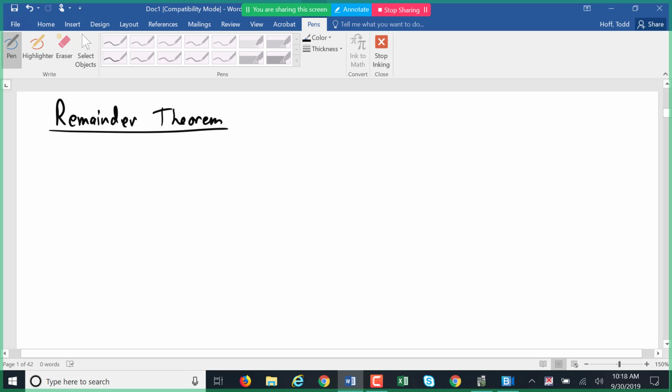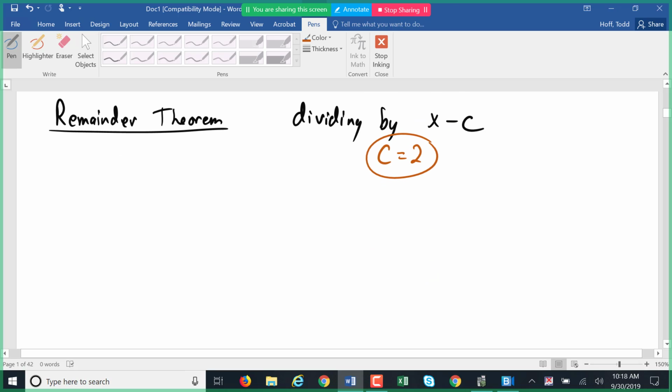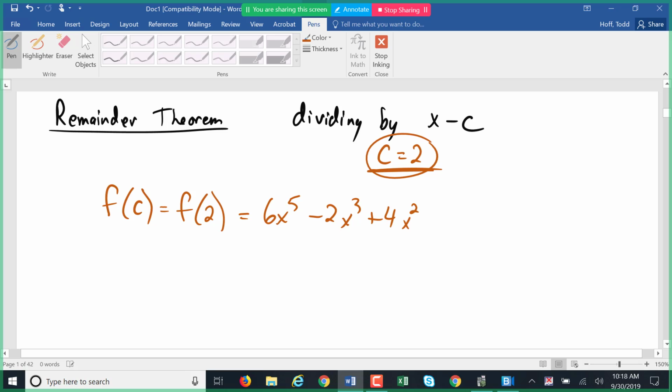What the remainder theorem tells us is, again, if we're using that synthetic division, if we're dividing by something of the form x minus c, so up above here, c was equal to 2. If I find f of c, so in this case, f of 2, in that function, I'll put the same equation back up here. 6x to the 5th minus 2x to the 3rd plus 4x squared minus 3x plus 1.